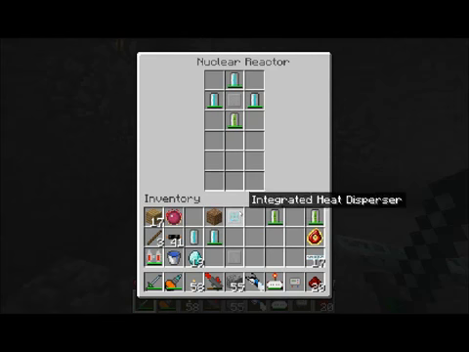Okay. The next item is this integrated heat dispenser. What this does, as far as I understand, is it also stores 10,000 heat. I don't know how quickly it cools off. I don't think that's mentioned in there. And every tick, it's going to check the heat of nearby components and try and balance their heat levels.